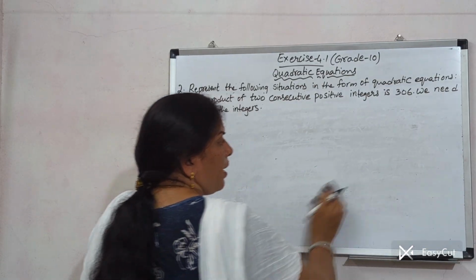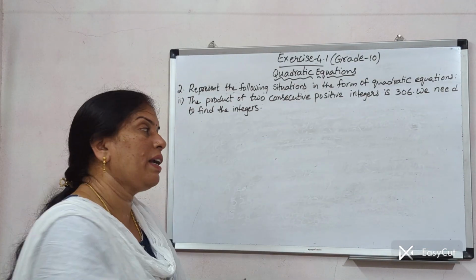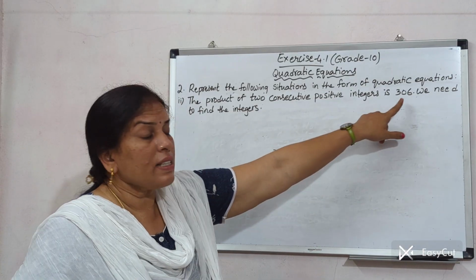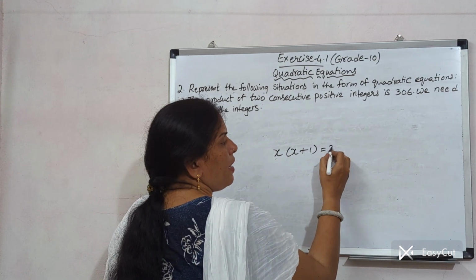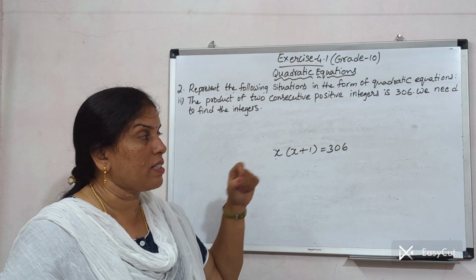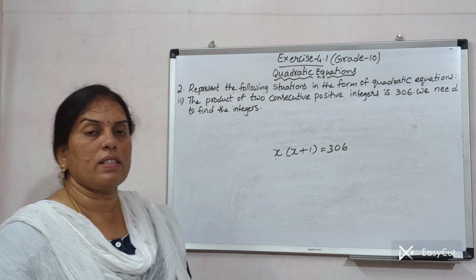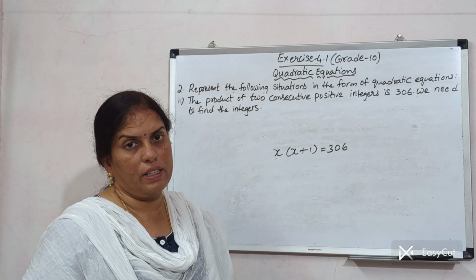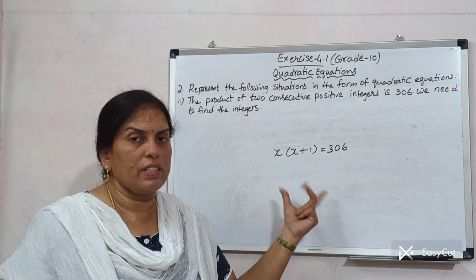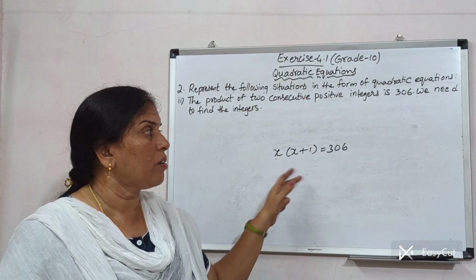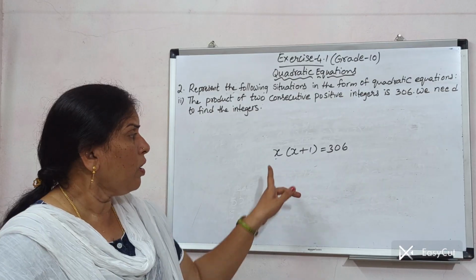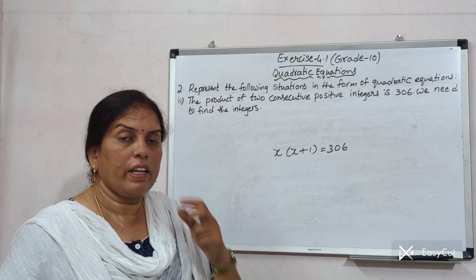What did they ask in the question? The product. That means you must multiply x and x plus 1. The product of the integers is 306. Okay, like this is the required equation. You must simplify this one. We need to find the integers. They ask you to find out the integers. In the main question, they asked only for the quadratic equation. If you write the quadratic equation, it is enough, no need to find out the numbers. All of you understood? Now, if you multiply, we will get the quadratic equation form.